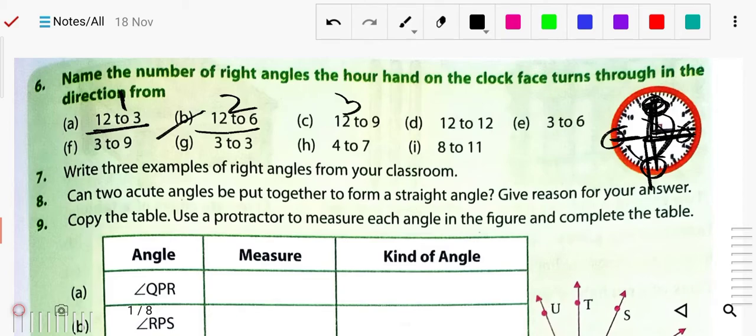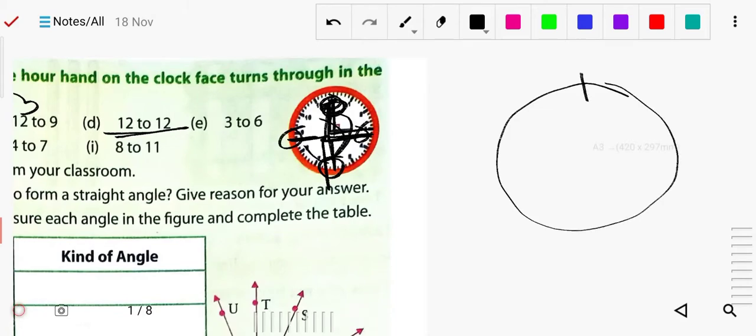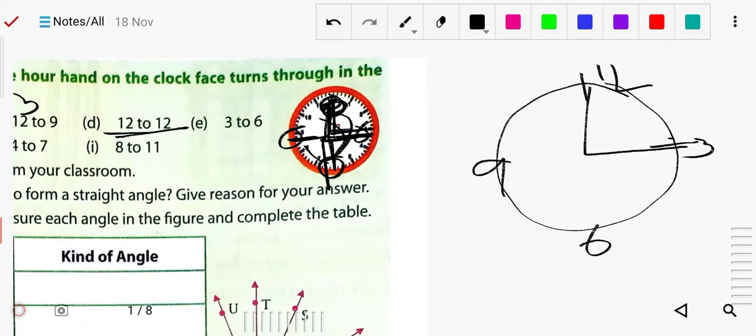Now you can see 12 to 12. 12 to 12 means you can see this is your clock. Here is the 12 o'clock, here is 6, here is 3 and here is the 9. So first it will come here 90. Second again comes 90. This is the question number 1 answer. 1 turn. Here is the 2 turns. Now for 9, 3 turns.